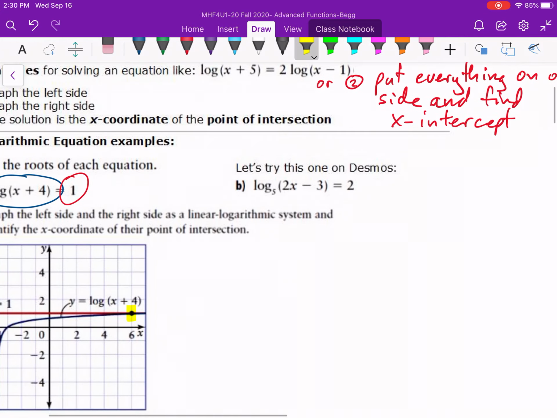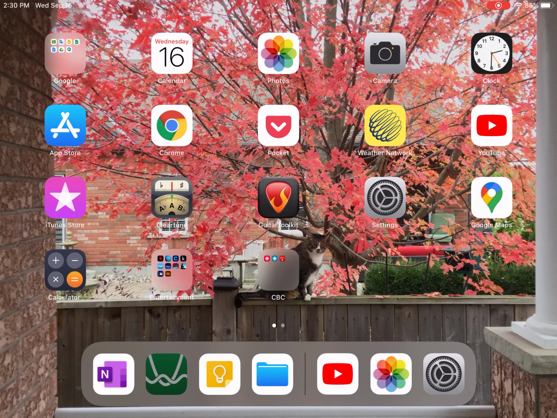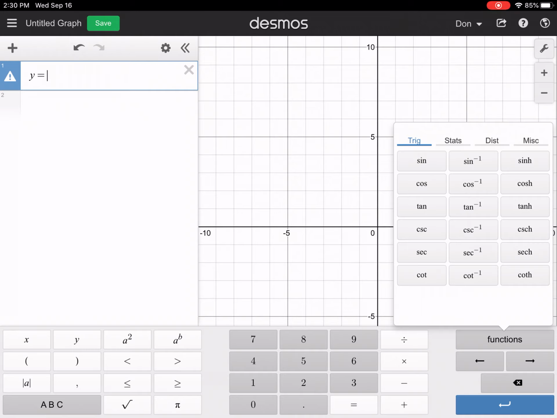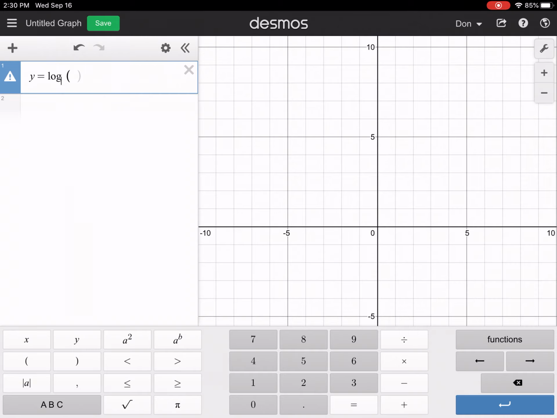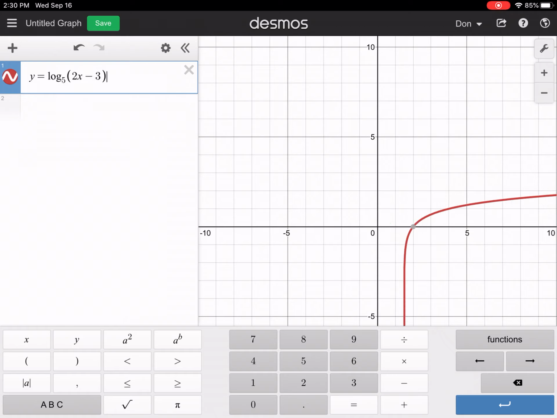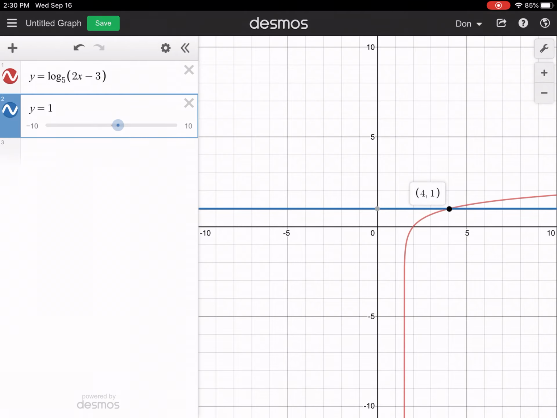Let's try one on Desmos. So we're going to do two sides separately to start with. So y equals, remember you can find functions over on the right, and so I'm going to do log base 5, and then brackets 2x minus 3. That's the one function, and then the other one is again just a linear one, y = 1. And so where these two graphs intersect is going to be my solution.